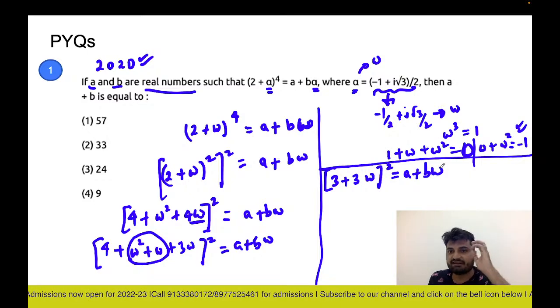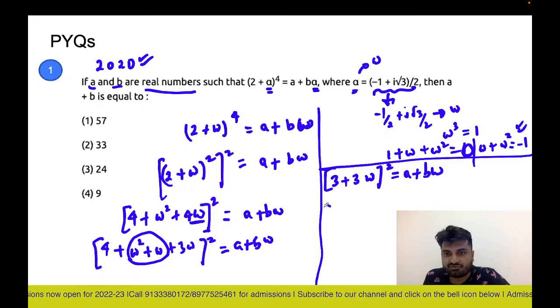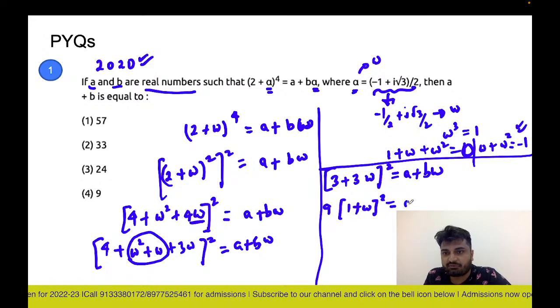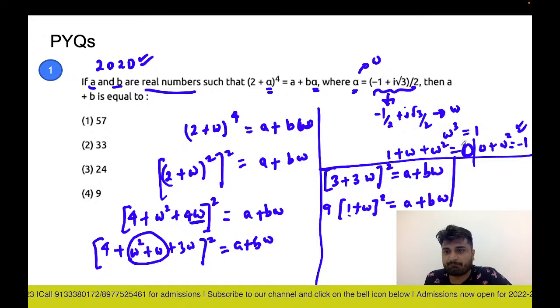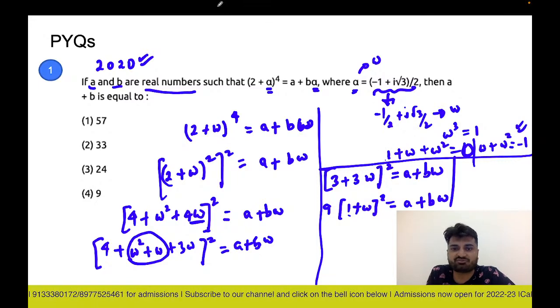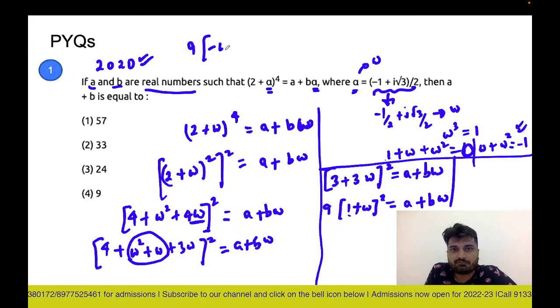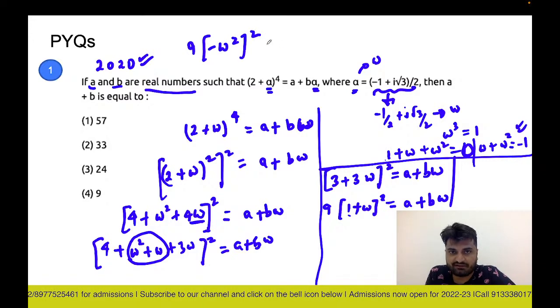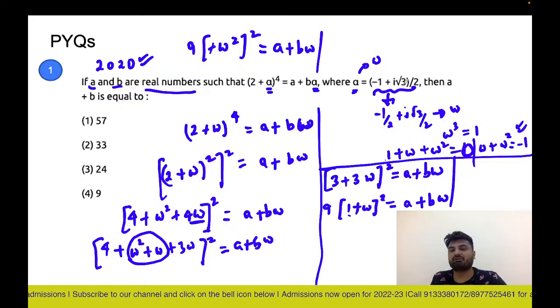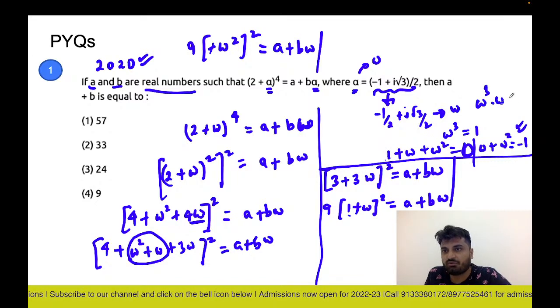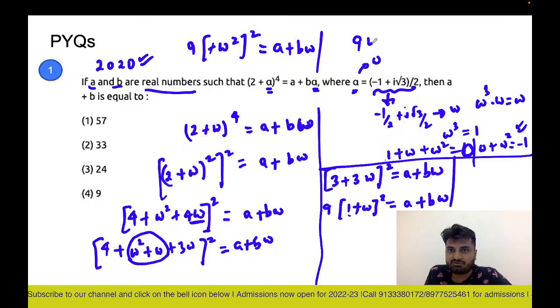Now, what else will we get here? 3 I can take common. So 9 times (1 plus omega) whole square, that is equal to A plus B omega. If we do this, what is 1 plus omega now? 1 plus omega is minus omega square. So 9 times (minus omega square) whole square is equal to A plus B omega. This is nothing but omega power 4. Omega power 4 is nothing but omega cube into omega, so it will be omega only. So 9 omega equals A plus B omega.